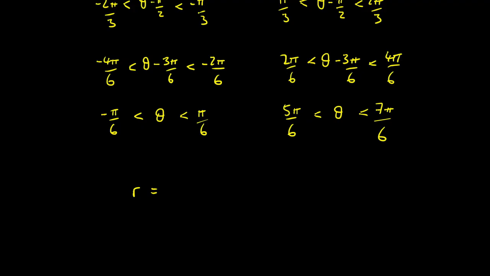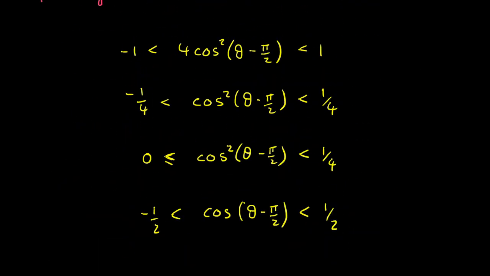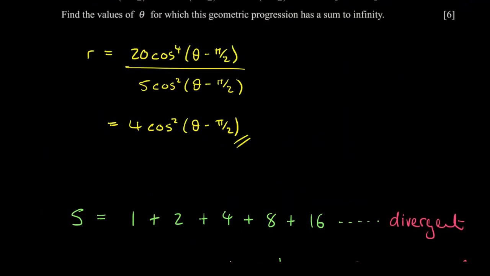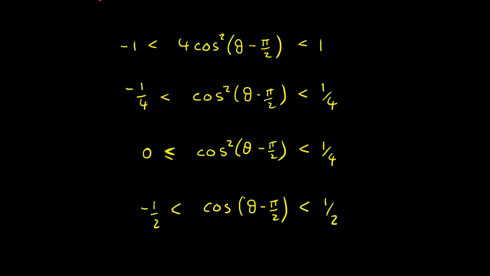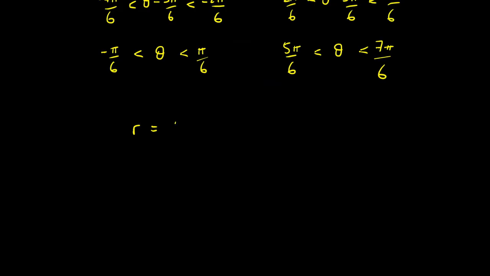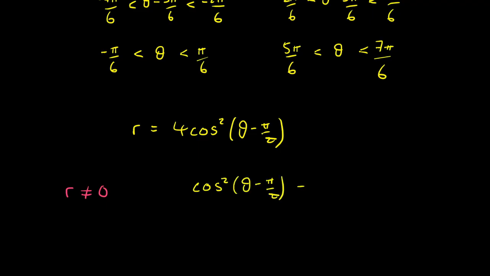Remember the common ratio r is equal to, what is it? Where was it? 4 cos squared of theta minus pi by 2. Right? Well, in order to have a geometric progression in the first place, we require that r cannot be equal to 0. Because if the common ratio is 0, what is our geometric progression going to be? It's going to be 0, 0, 0, 0, which isn't really a geometric progression. So we want to solve when this is equal to 0, so cos squared of theta minus pi by 2 is equal to 0.